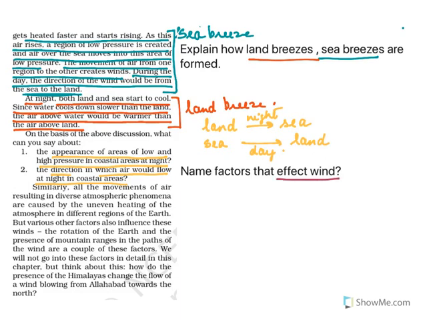The next is name the factors that affect the wind. So we'll just mark these points. The other factors that affect the wind are the rotation of the earth and the presence of mountain ranges in the paths of the wind. These are a couple of the factors that affect the wind.